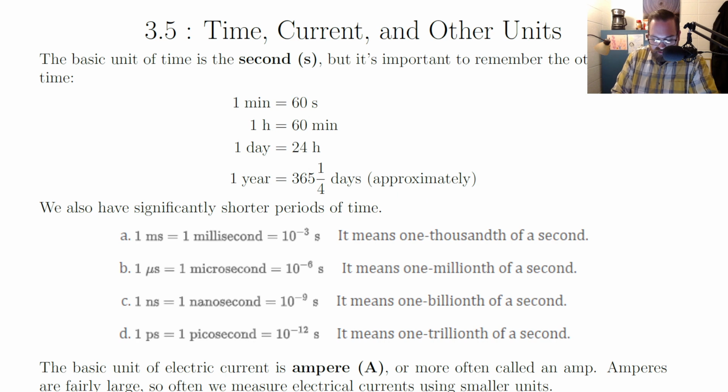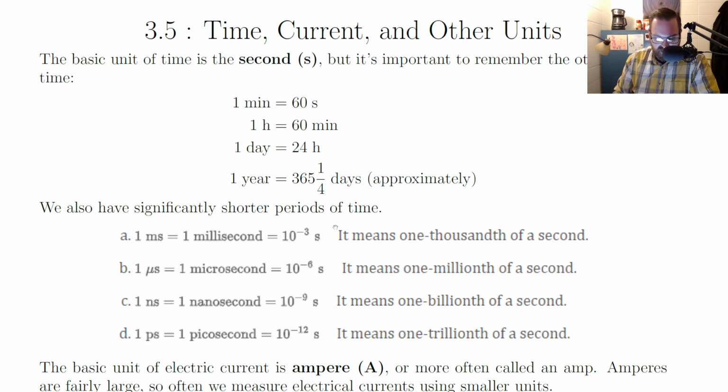So I think we're all pretty familiar with time. We deal with it on a daily basis, right? So 1 minute is 60 seconds, an hour would be 60 minutes, a day is 24 hours, and then generally a year is 365 days and a quarter. And that little quarter actually has to do entirely with our leap years. So if you think about the month of February, every 4 years we get an extra day. That's where that comes from.